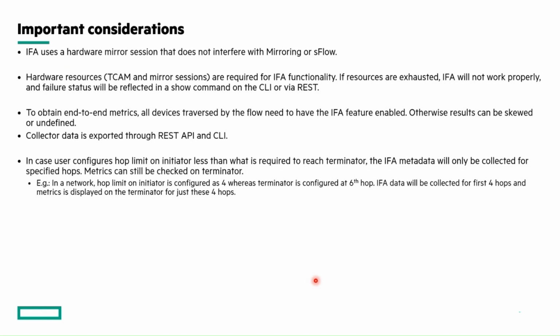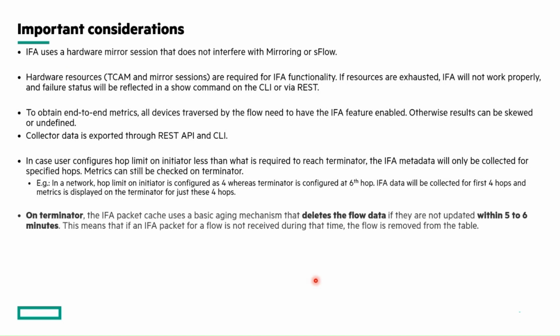Once again, giving you an example, in a network, the hop limit on the initiator is configured as 4, whereas the terminator is at the 6th hop. So IFA data will be collected for the first 4 hops, and metrics are displayed on the terminator for just these first 4 hops of collected data. For the remaining 2 hops, the data will not be collected.